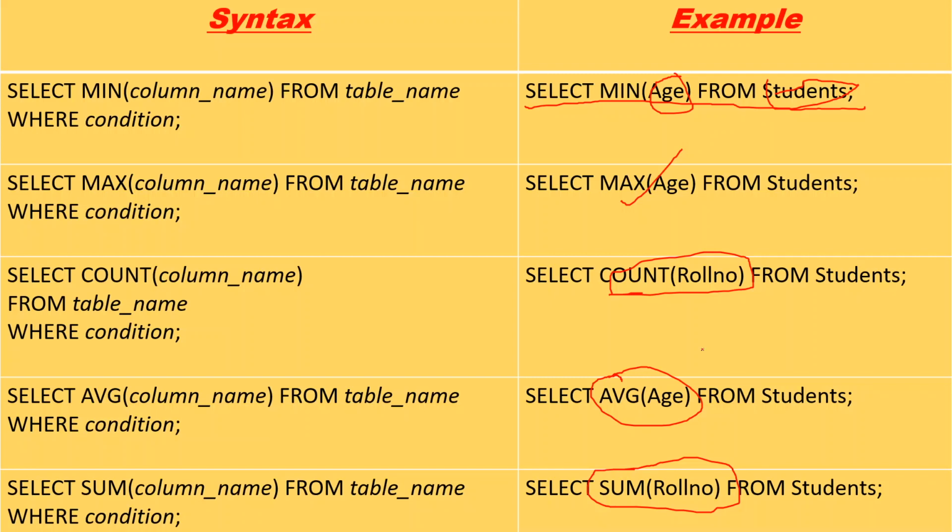These are the 5 functions which we can use with your attributes, and along with these functions we can also use where condition. This is optional. If you want to use it, you can use where condition also with this.